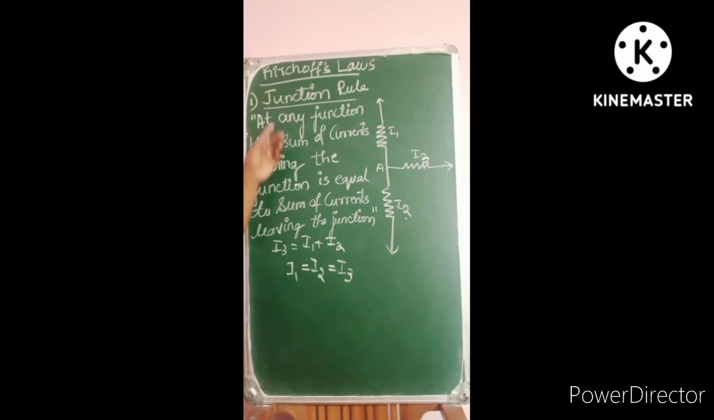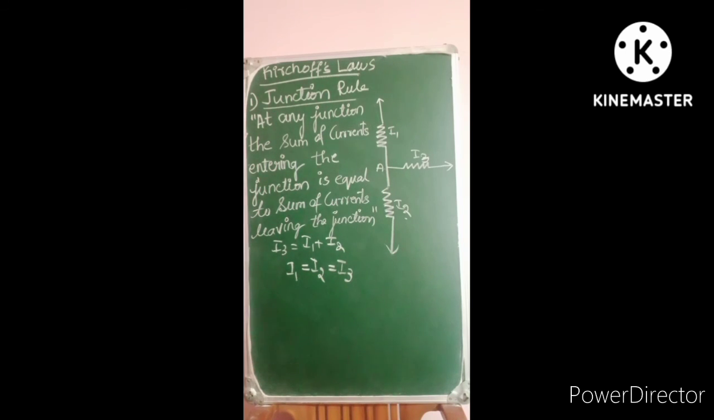The junction rule is nothing but the law of conservation of charge. The statement of the junction rule is that at any junction the sum of the currents entering the junction is always equal to the sum of the currents leaving the junction. Here we consider the sum of currents as I3 equals I1 plus I2.